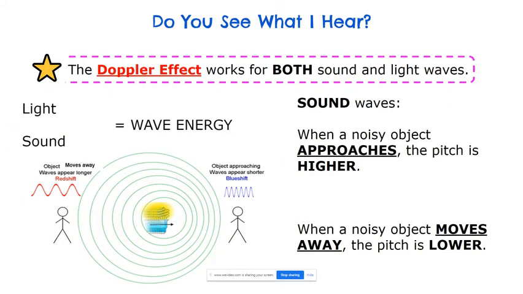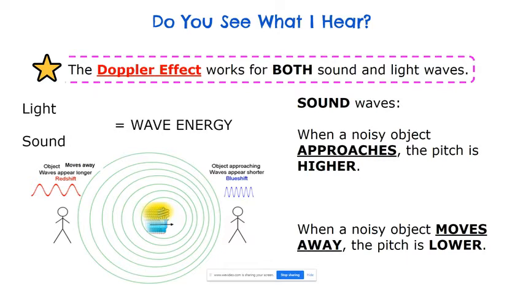So it's not only for sound, it's also going to work for light waves as well. Light and sound are both wave energy. So when an object moves away, the waves are going to appear longer, which we call a red shift. And when the object is approaching, the waves appear shorter, that's what we call a blue shift. And here in a moment, I'm going to show you the electromagnetic spectrum again, and you're going to see the red and the blue in the visible light part, which will make sense as to why red is moving away and blue is coming closer.